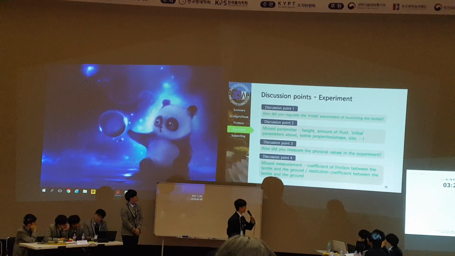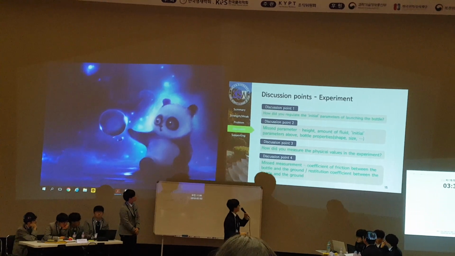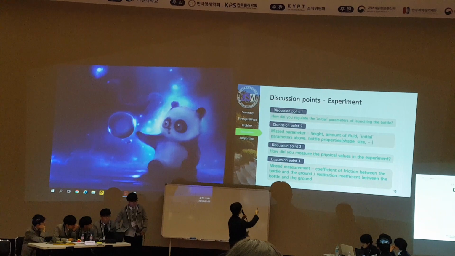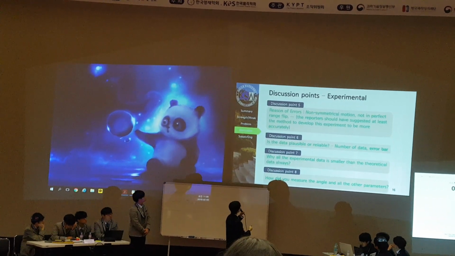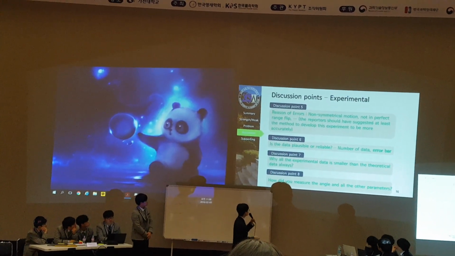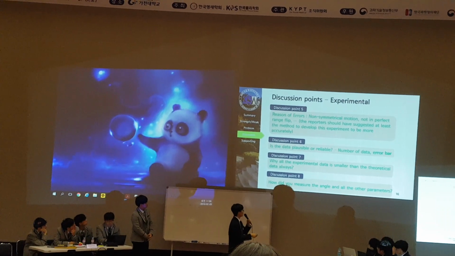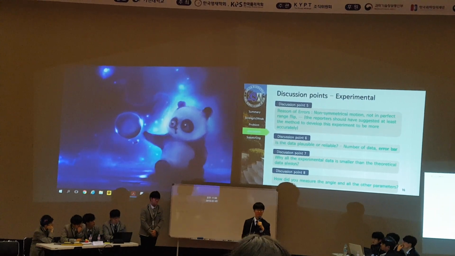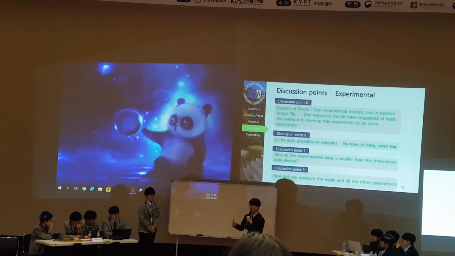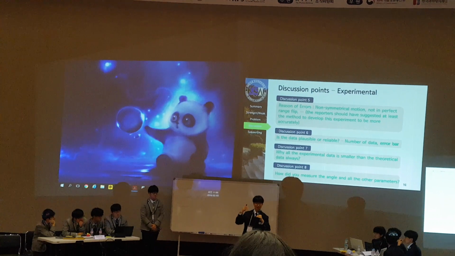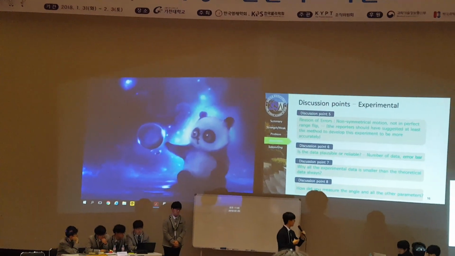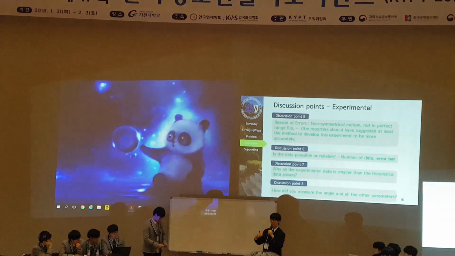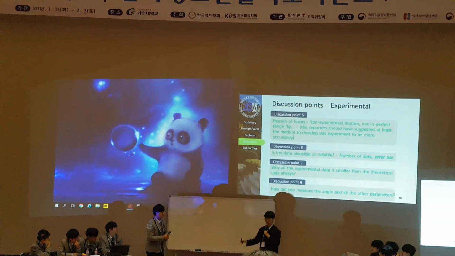And here are some discussion points related to the experiments. I'm curious how they regulated the initial parameters of the launching of the bottle. And the most important one is how they measured the angle and all the parameters while the bottle was flipping. Maybe they have used a video analysis. I'm curious what kind of video analysis system they used and how they could elaborate on their values. So I'd like to gratefully invite the speaker to the podium.